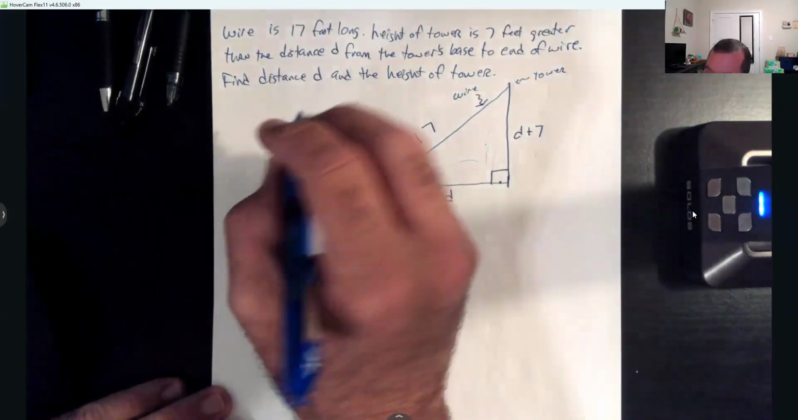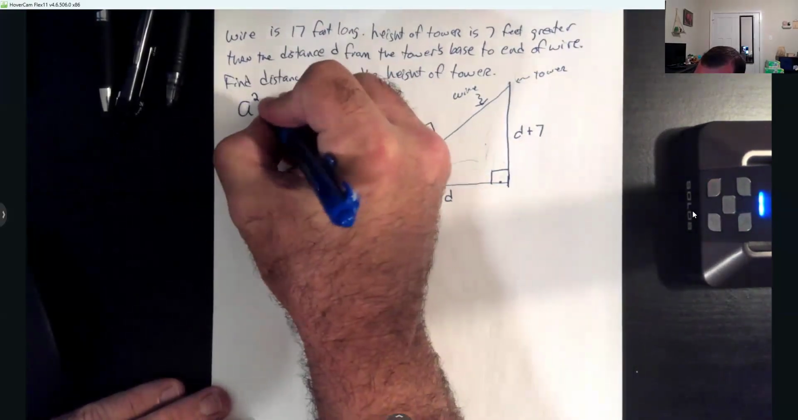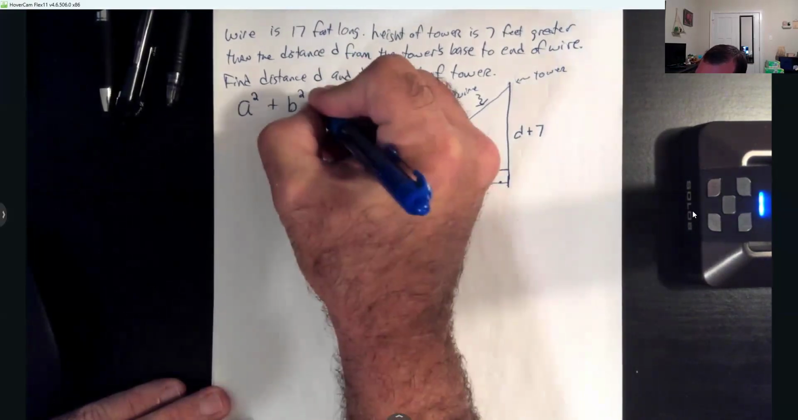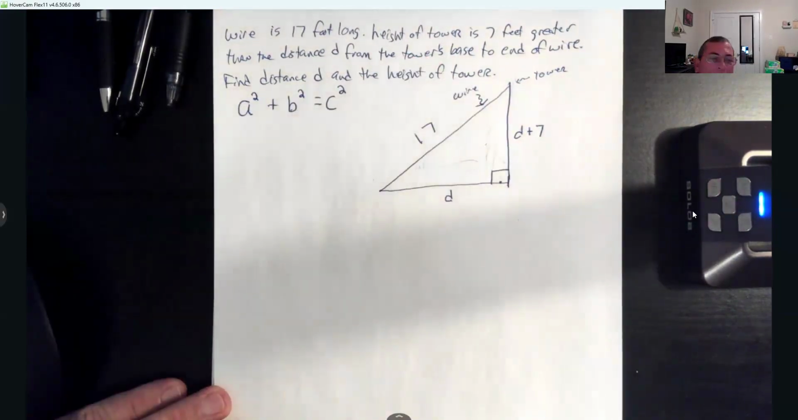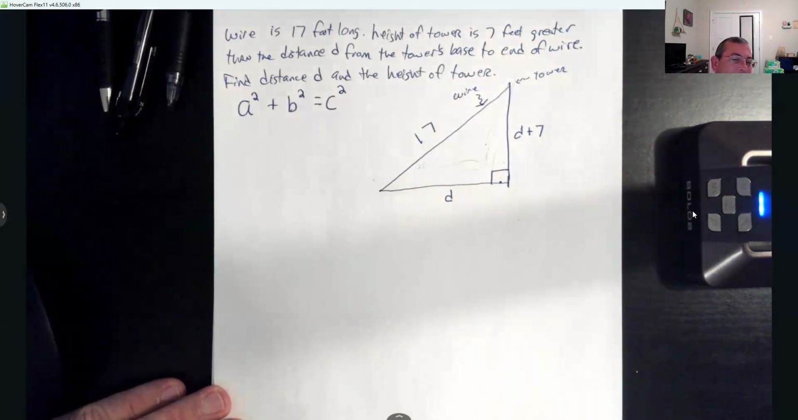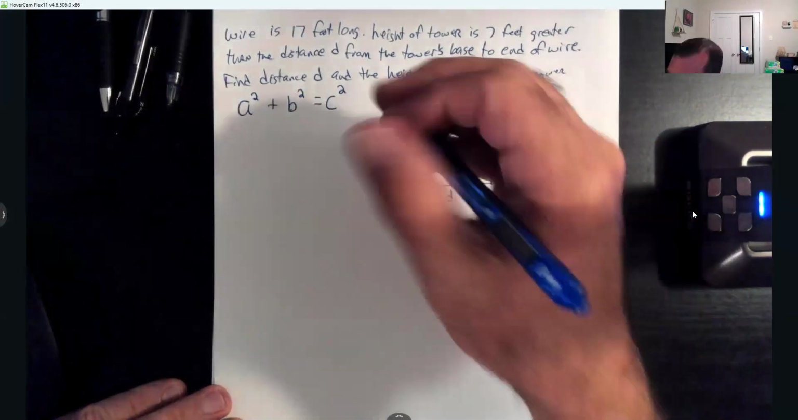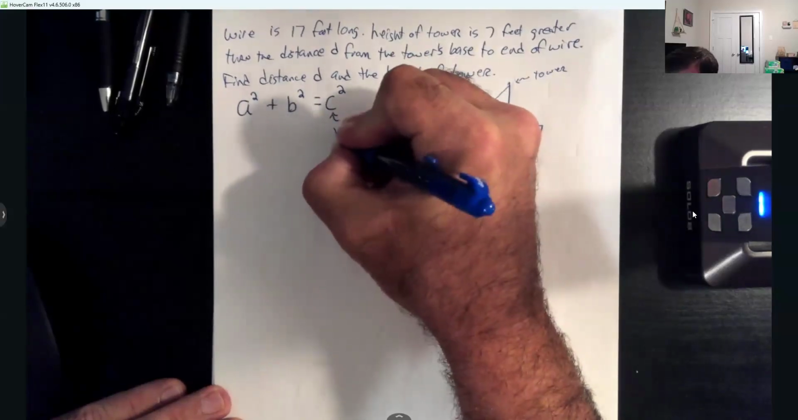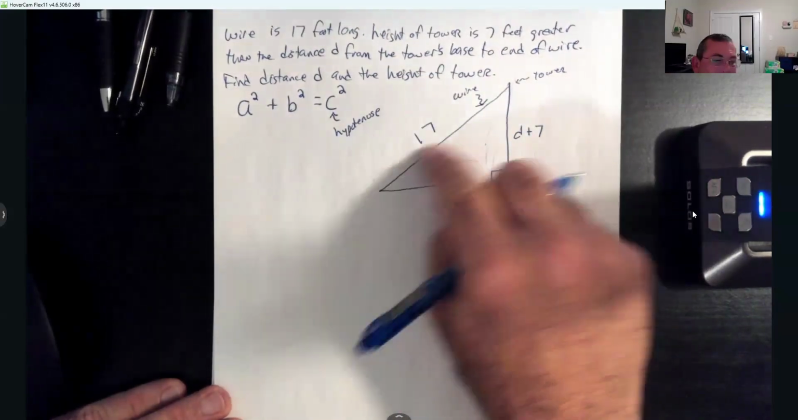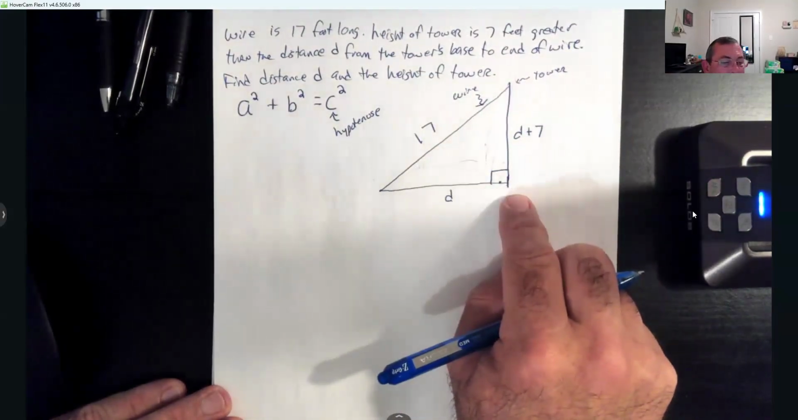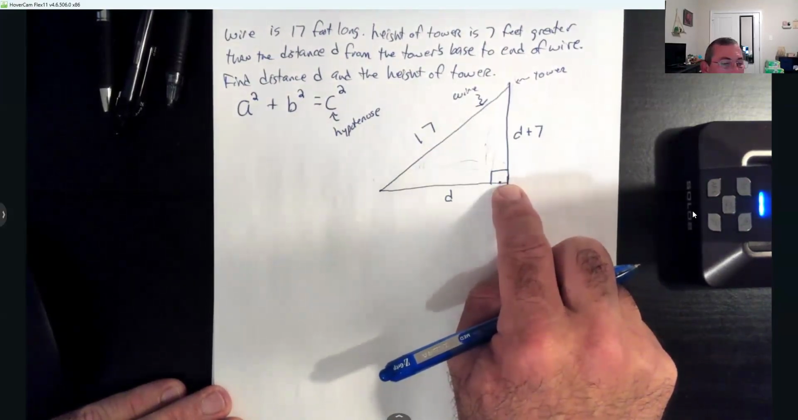So do you remember what it is? It is a squared plus b squared equals c squared. There you go. Now, y'all, here's the thing. C has to be the hypotenuse. So C is the hypotenuse, which is the longest side, okay? And it's always on the side opposite that 90-degree angle.